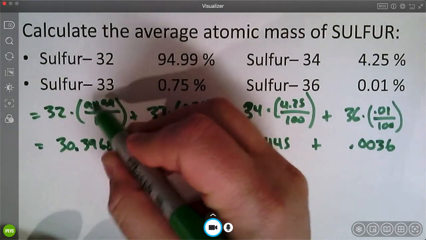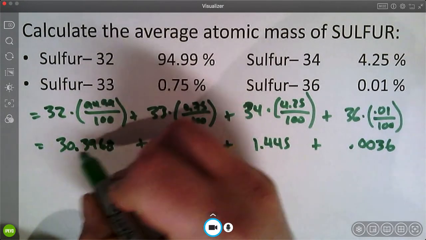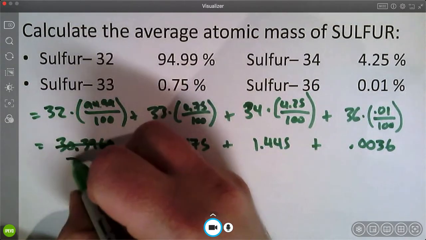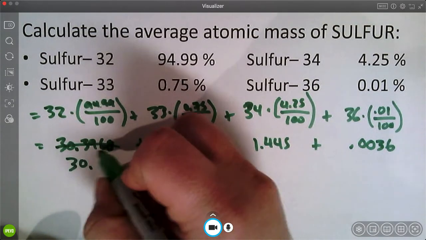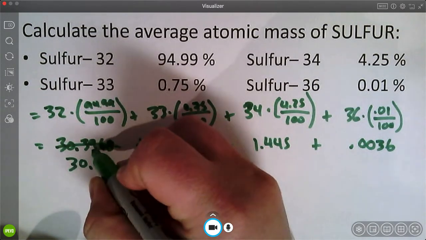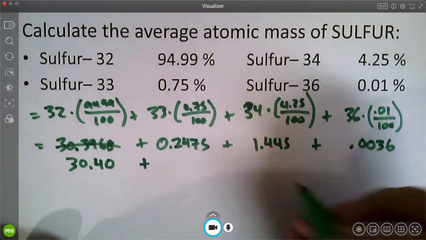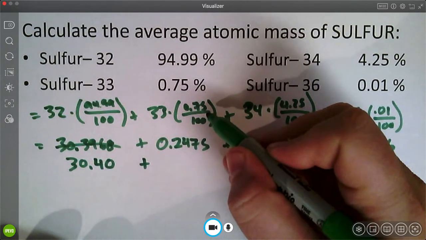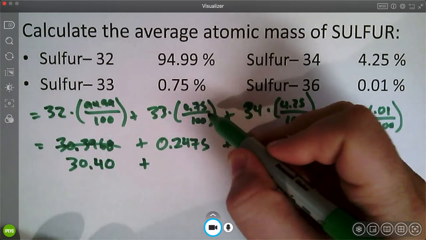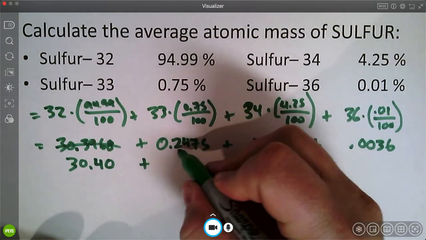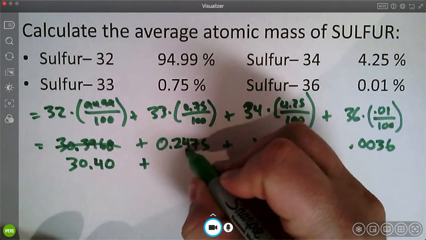This one has 4 for the percentage, so I get to round this to 4. So this goes to 30.40. The 6 rounds the 9 up, which rounds the 3 up. This next one has 2. That's it. So this one goes from 2.475, that rounds up to 2.5.